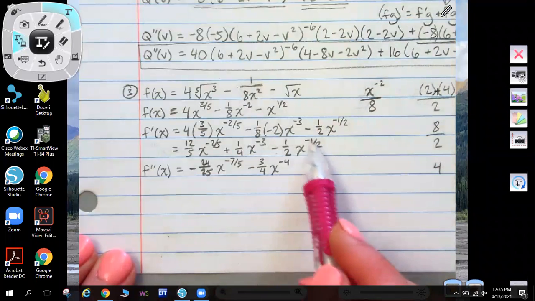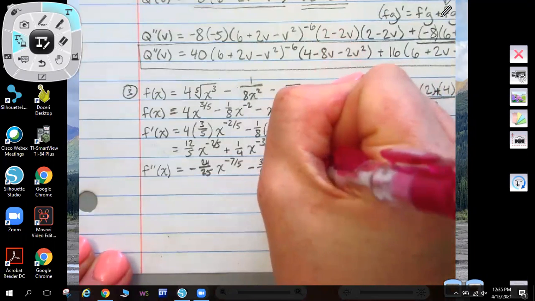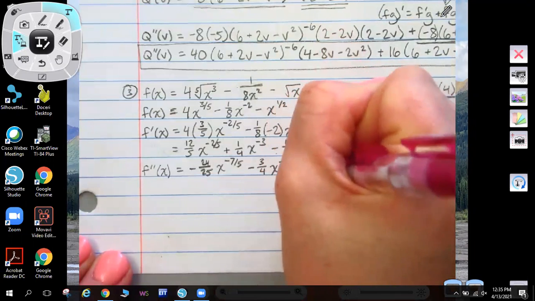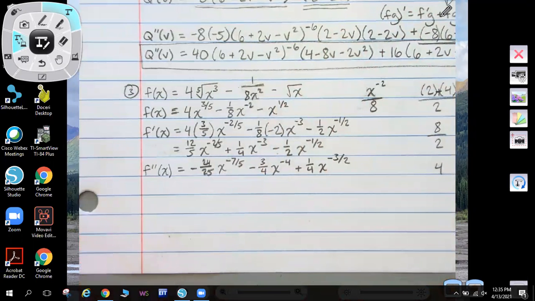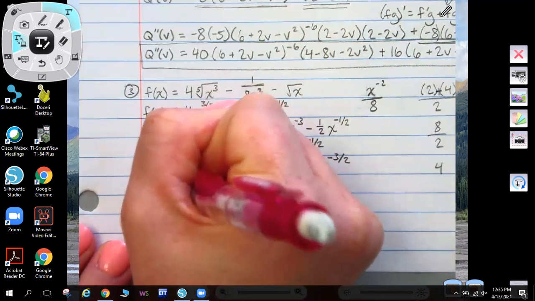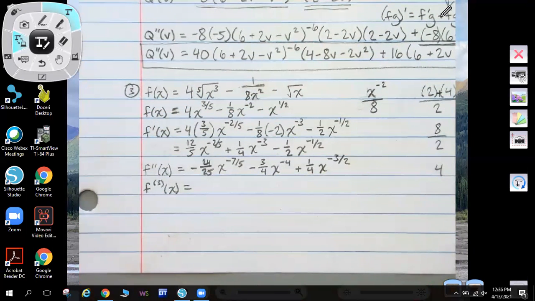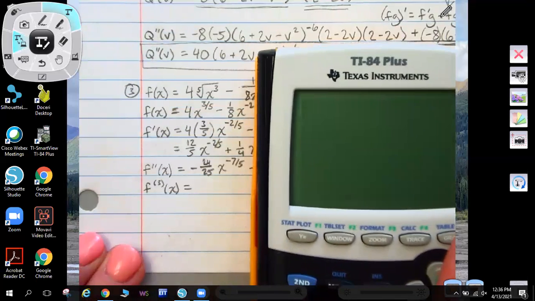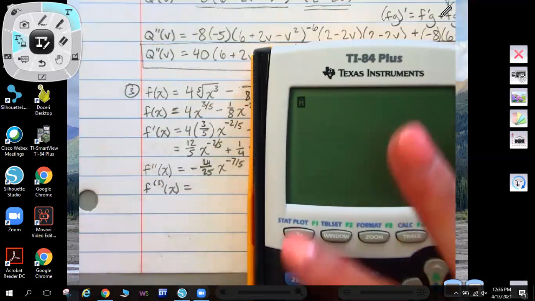This one, the negative 1/2 exponent is going to come down in front and multiply by negative 1/2 to get positive 1/4 x to the negative 3/2. That is the second derivative. Third derivative. The negative 7/2 is going to come down and multiply by the negative 24 over 25. That's going to end up being positive.